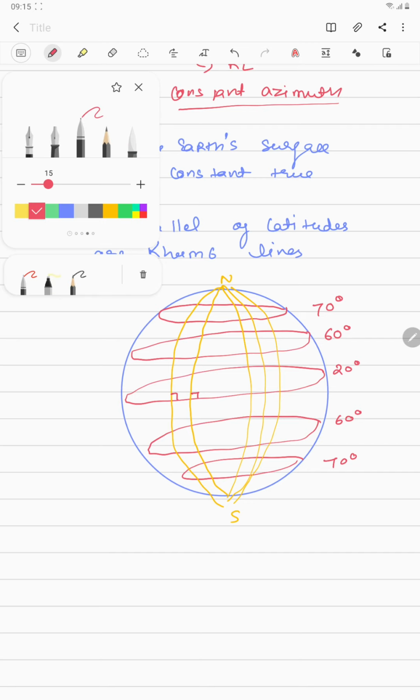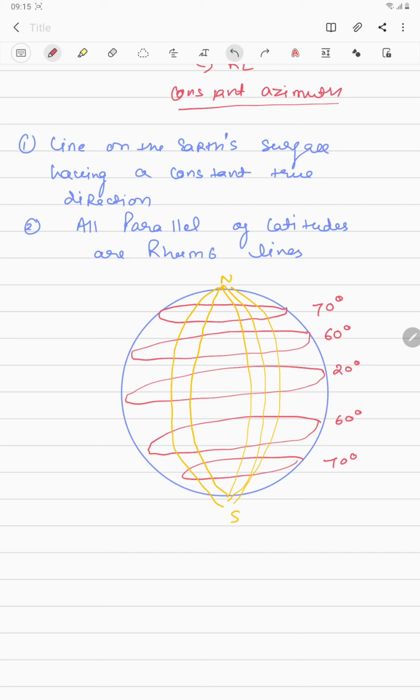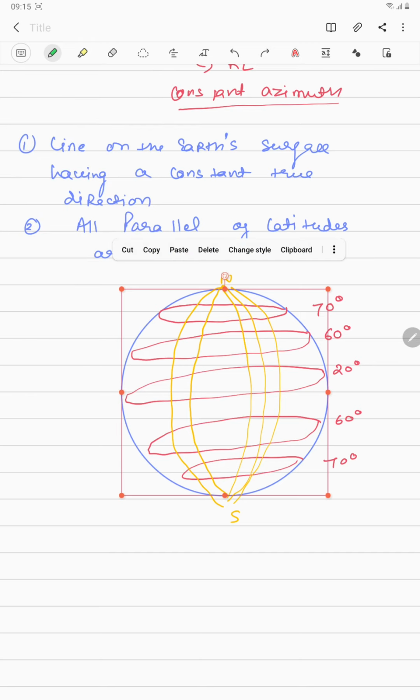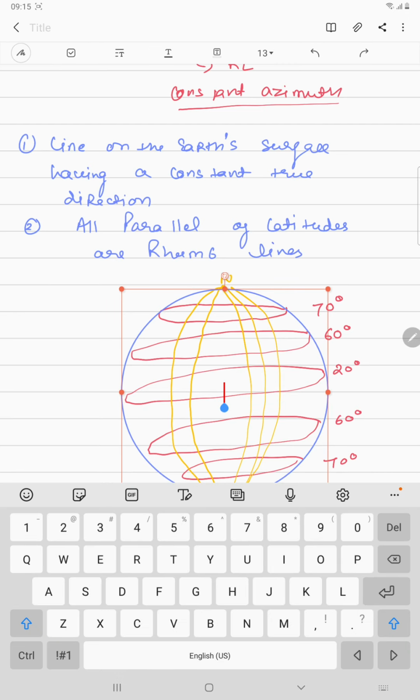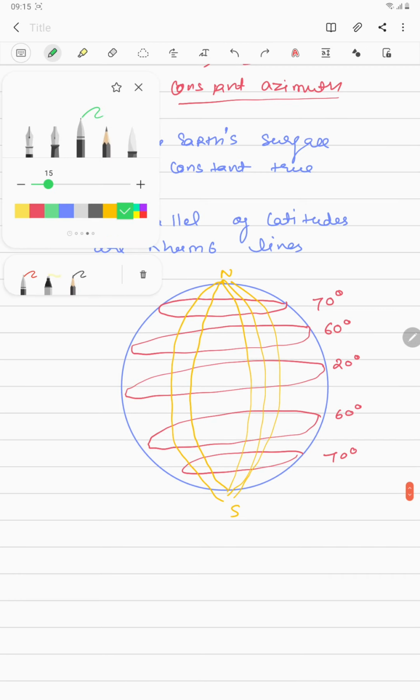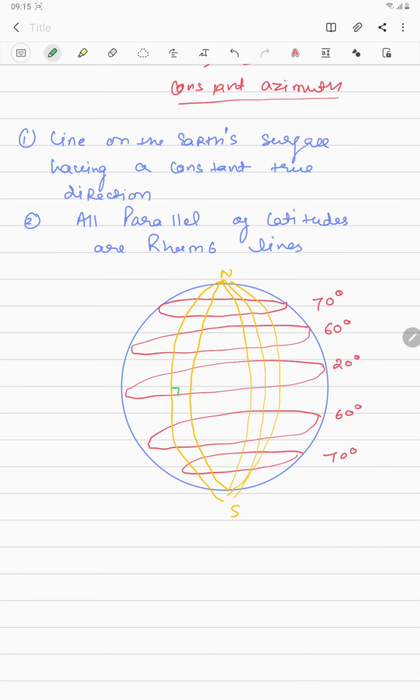So I'm going to take up a different marker so that you can see all the angles clearly. Let us just take a green. See, this parallel of latitude is cutting the meridian at an angle of what? 90 degrees. This is the 90 degrees, this is your 90 degrees, this is your 90 degrees. And same here, all parallels of latitude will cut meridians at an angle of 90 degrees.